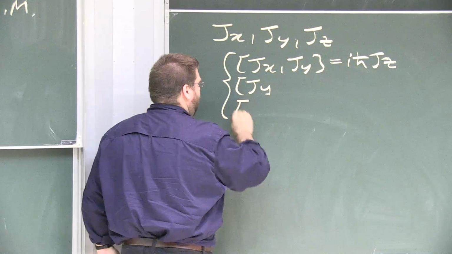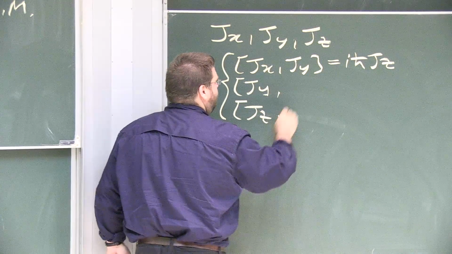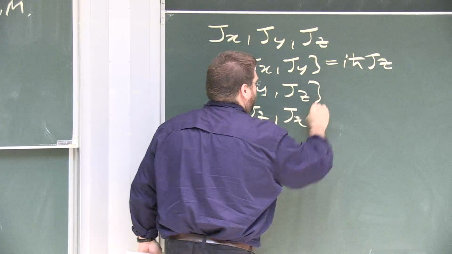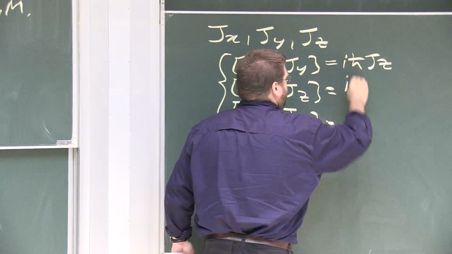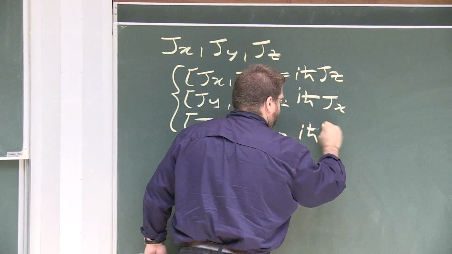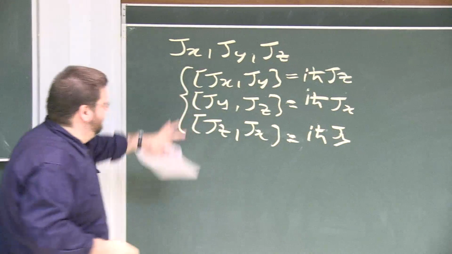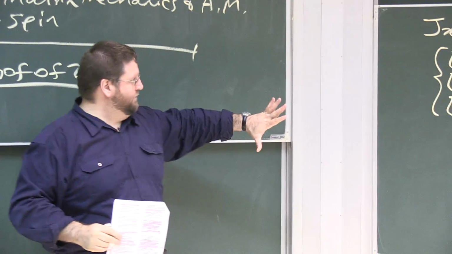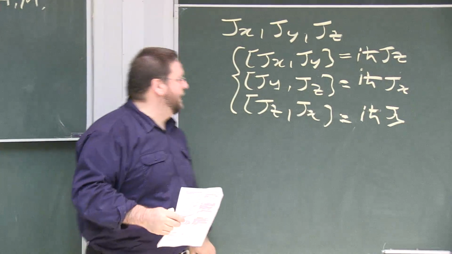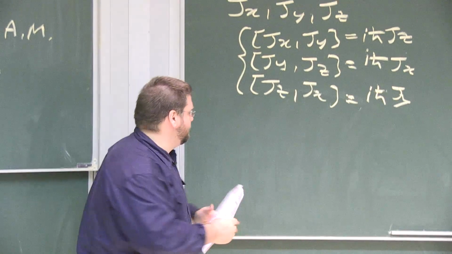So x becomes y becomes z, y becomes z, z becomes x, and z becomes x, x becomes y. Any set of three linear Hermitian operators that obeys this Lie algebra is an angular momentum in the general sense of the term.